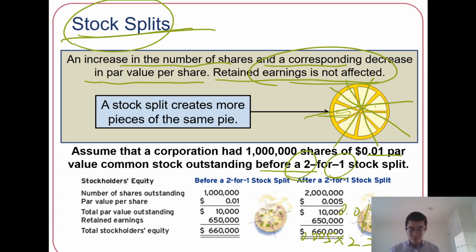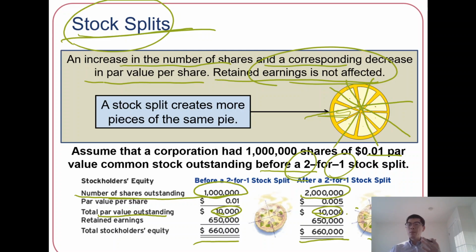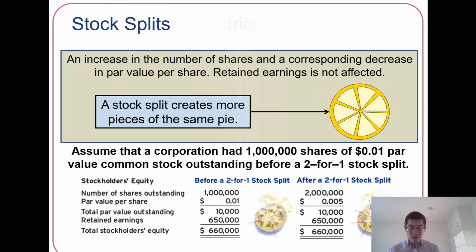So the total stockholders' equity is still going to be the same, and retained earnings and total par value are still the same. But the number of shares outstanding before the split is 1 million shares, and now it becomes 2 million shares, because one previous share becomes 2 new shares. Previously it was 1 cent per share, and now it's 0.5 cents per share. Retained earnings are the same, and the total stockholders' equity is the same. In total it doesn't change.